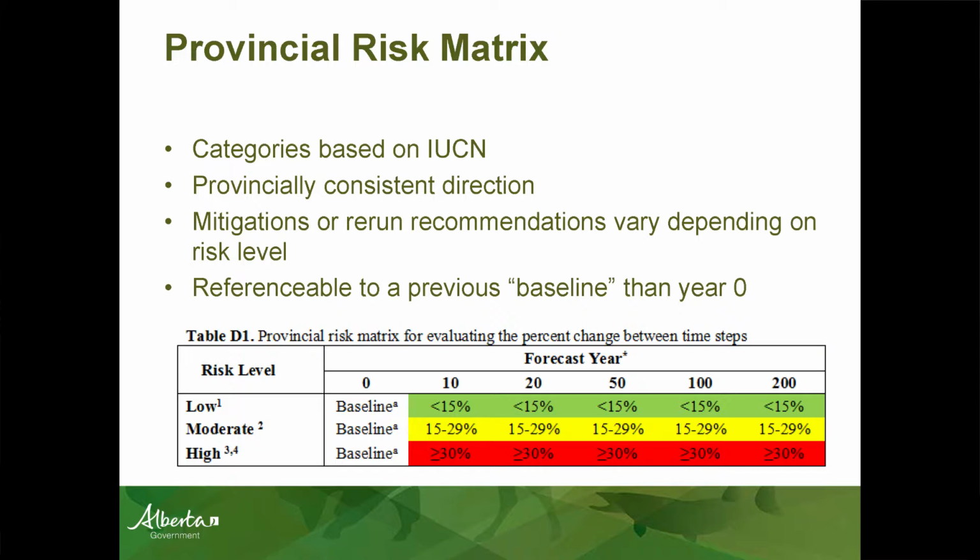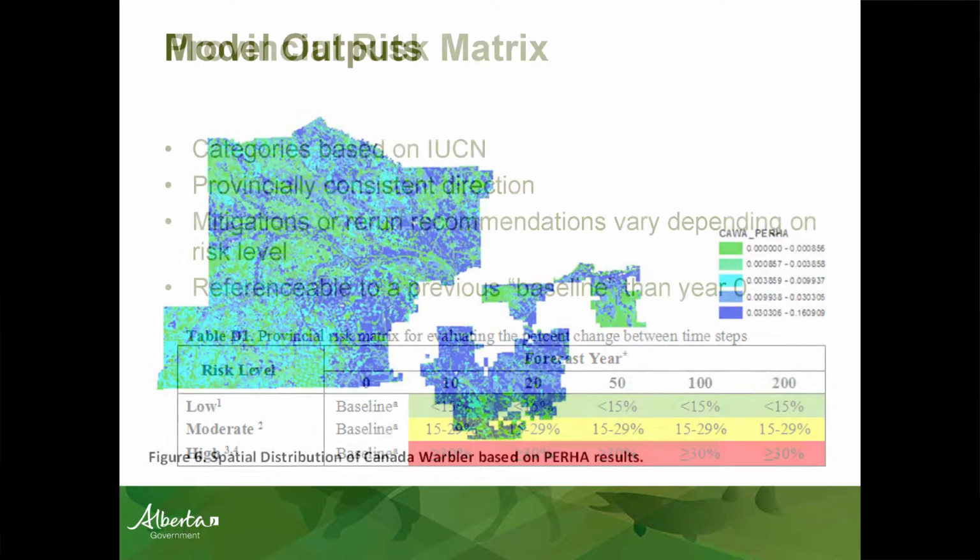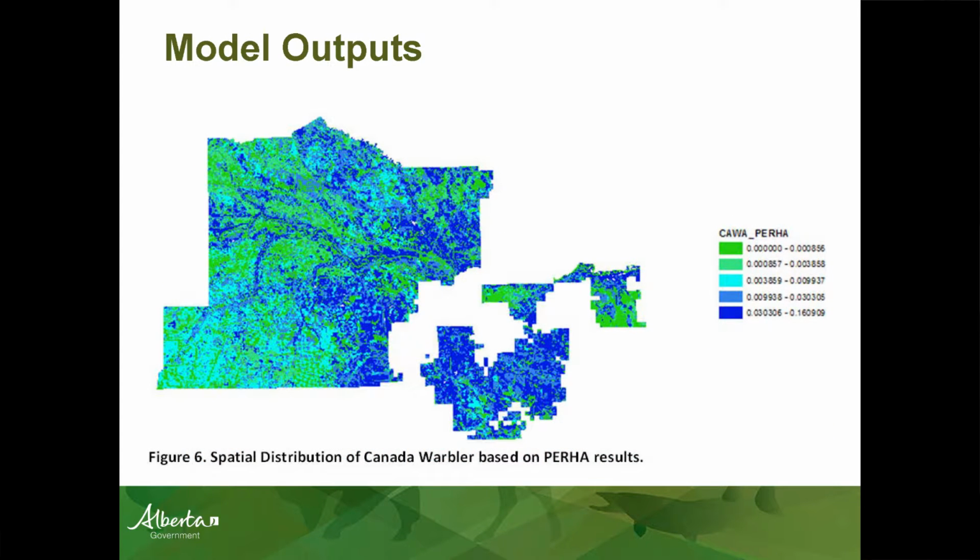Of course, as you get to 100 and 200 years, you're a little more lenient with these risk levels, just because the yield curves and everything become more variable at that time. Depending on whether it's low, moderate, or high risk, the requirement for mitigations or to rerun the model to change our SHS, whether we'd accept it or not, definitely varied depending on how much it changed.